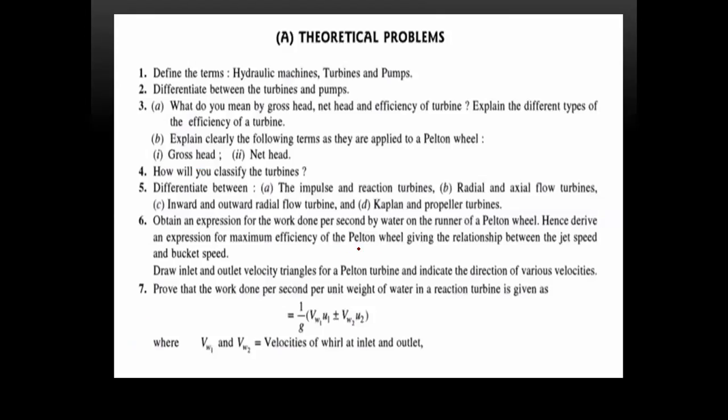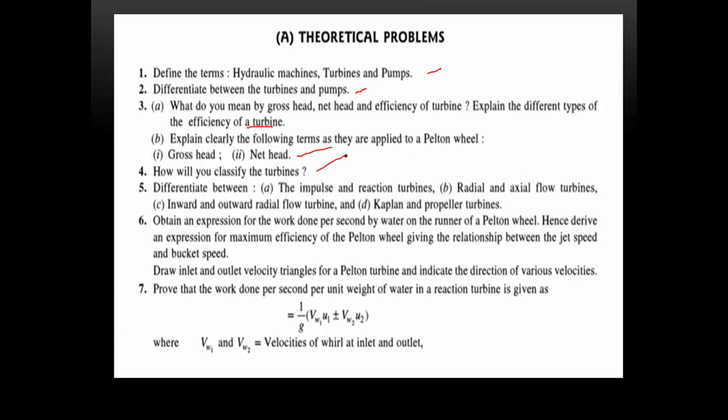Then how do the important questions come? Define the terms hydraulic machine, turbines and pumps. Differentiate between the turbines and the pumps. What do you mean by gross head, net head and efficiency of the turbine? Explain different types of efficiency of the turbine. Then explain clearly the terms used in the Pelton wheel. What is gross head, what is net head?